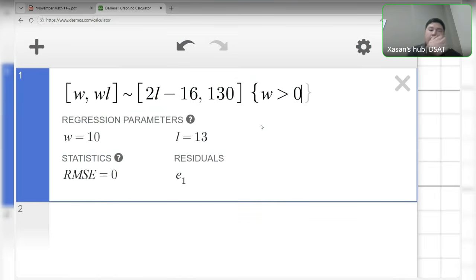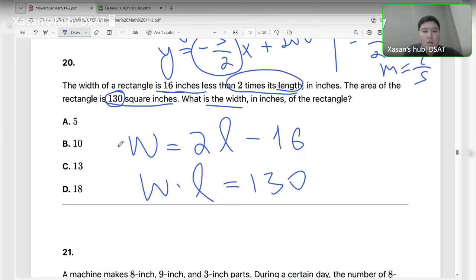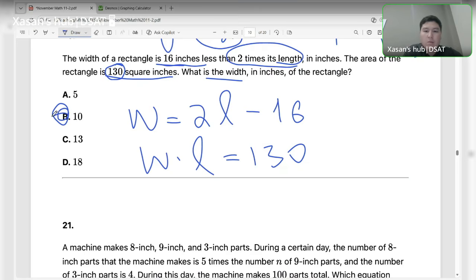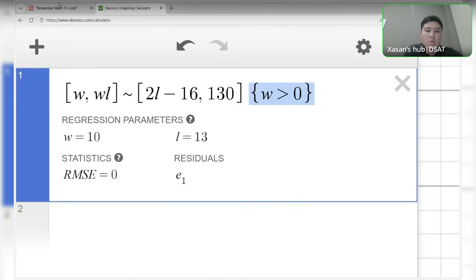Since it is a quadratic equation, when you write this you're going to have two solutions, the positive and the negative. So now we have to choose the positive because side lengths cannot be a negative number. So the answer is 10, because it's asking for width, which equals 10. I just added this, W is greater than 0. That's all.